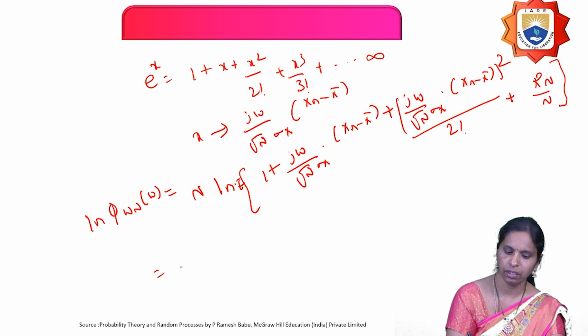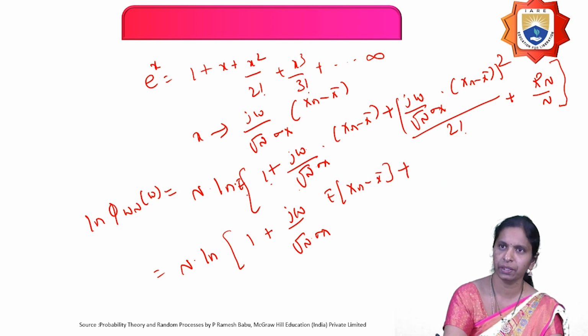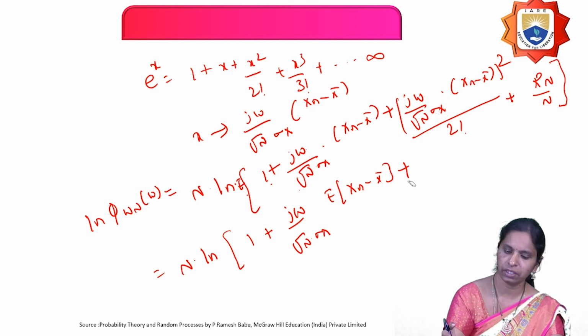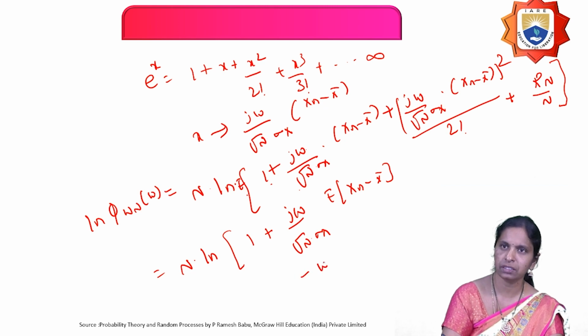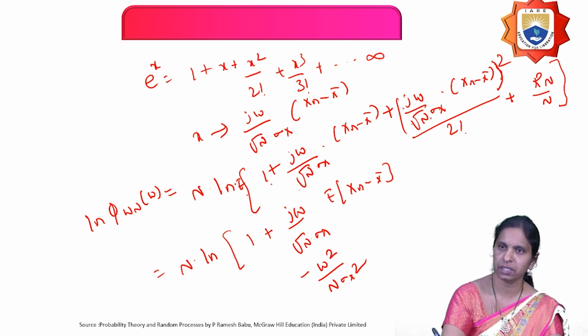Then that equals n into ln of, the expectation of 1 is 1 only. And the expectation here, j omega by root n into sigma x, is constant, so bring it outside: j omega by root n sigma x into the expectation of xn minus x bar, plus j omega by root n sigma x whole square. Then what can you obtain here? You can obtain minus omega square by n into sigma x square. Just square this one: j omega by root n sigma x squared, what?